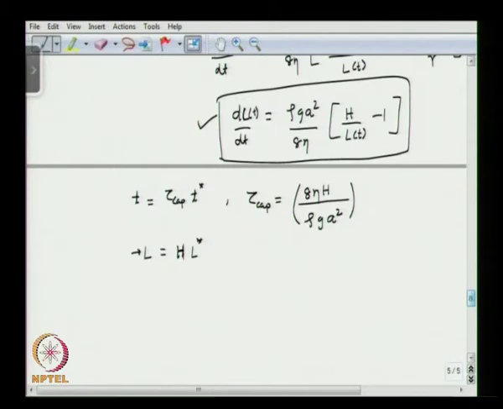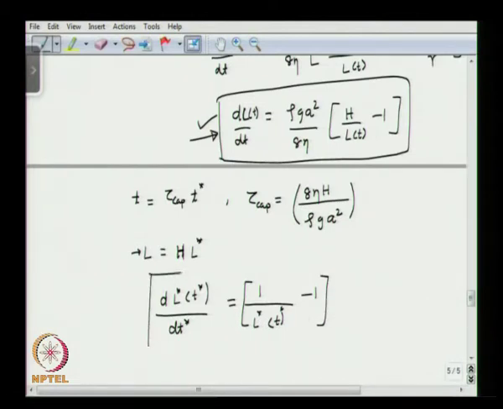Now with that we can write this equation in non-dimensional form. So, we can write dL*(t*)/dt* equal to 1 divided by L*(t*) minus 1. So, this is the equation that we have to solve.